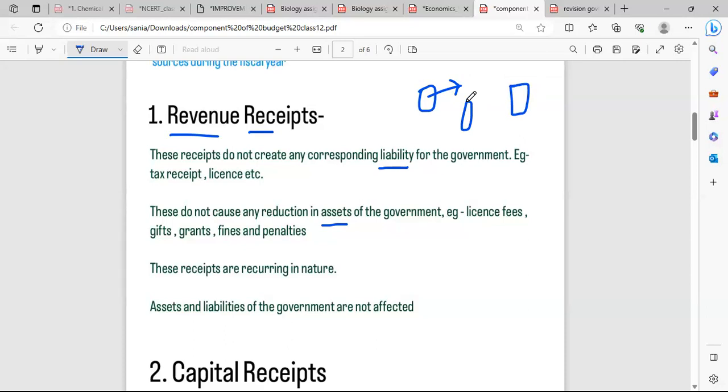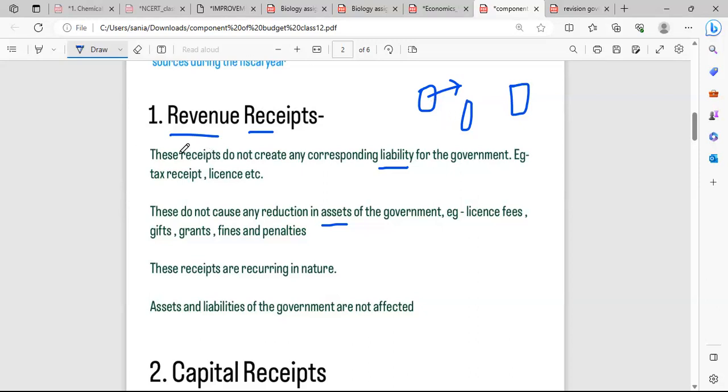Okay, so just learn the concept from here. Revenue receipt is always a good one. You have only three sources from which you can get money. One, you sell something: for example, I had an old scooty, I sold it, I got money. Second, I borrowed it from someone. Or third, my grandmother gave me the money. There are no other sources apart from these.